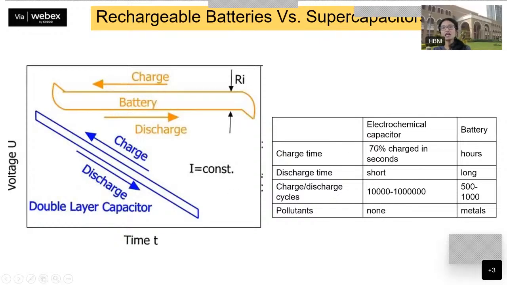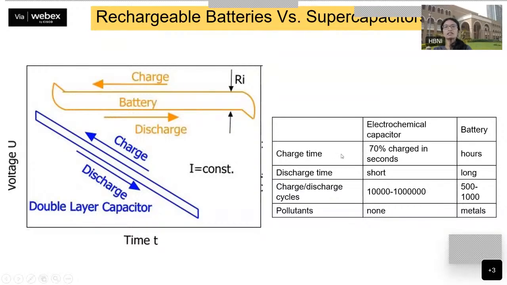So the difference between rechargeable batteries and supercapacitors: if you look into it, you'll find that for an electrochemical capacitor, 70% is charged in seconds. In the case of a battery, the charging can go up to hours. Discharge time is very short, while battery discharge time is very long. Charge discharge cycles are a huge number, which can go from 10,000 cycles to 100,000 cycles. Whereas in a battery, definitely this value is less; current lithium-ion batteries are about 5,000 cycles. Pollutants are not an issue in this case, whereas in batteries there can be metals.